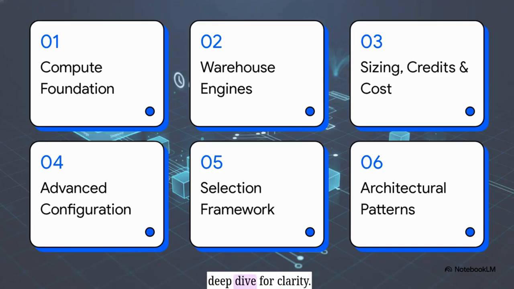We've structured this deep dive for clarity. First, we'll start with Snowflake's foundational architecture, and then we'll explore the modern toolkit of warehouse engines available today. From there, we'll get into the economics of sizing and cost, cover some advanced configurations, and finally, we'll pull it all together into a practical selection framework backed by real-world architectural patterns.